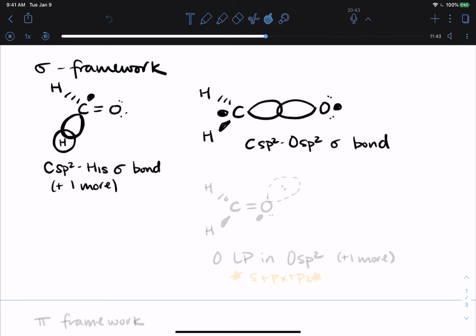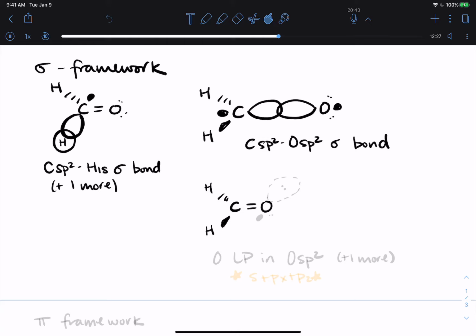Okay. The other thing in the sigma framework, all I have left is the lone pairs on oxygen. So this will be interesting. So I've got carbon with hydrogen going back, hydrogen coming out. I've got my double bond to oxygen, and I need to draw where my lone pairs are. And it's a little difficult, right? Because of how we draw our VSEPR pictures, we don't indicate going out or coming back for our lone pairs.